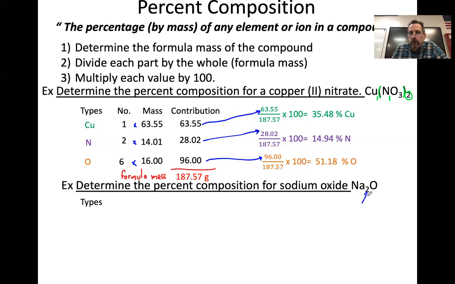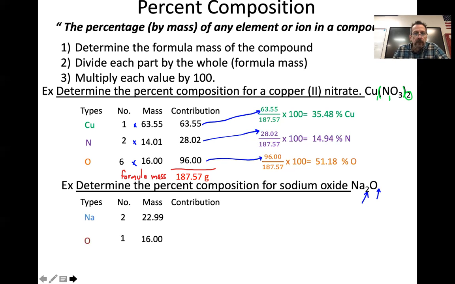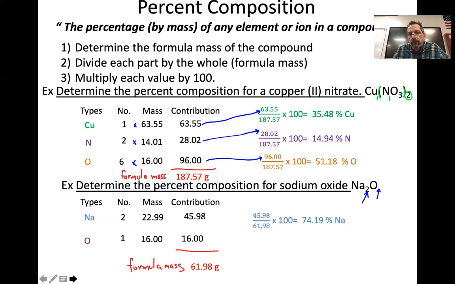So let's take a quickie look at an example that does not have parentheses in it. Far more straightforward. 2 Na's, 1 O. So our types, sodium and oxygen, Na, right? The counts, 2 Na's, 1 O. The atomic mass comes from the periodic table, 22.99 if it's sodium, 16 if it's oxygen. The contribution, multiply number times mass, and add up those contributions to get the whole amount that we call the formula mass. Compare the parts. The part from sodium, 45.98 out of 61.98.